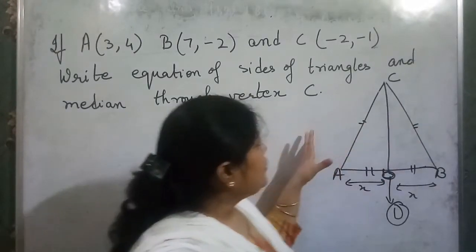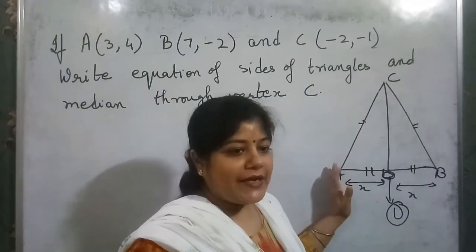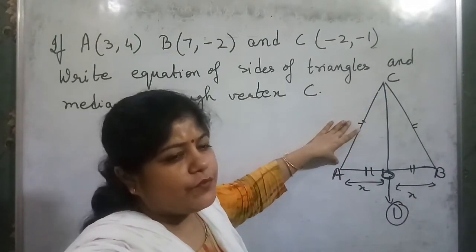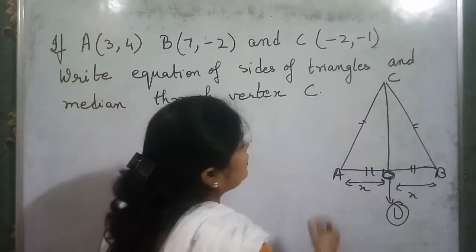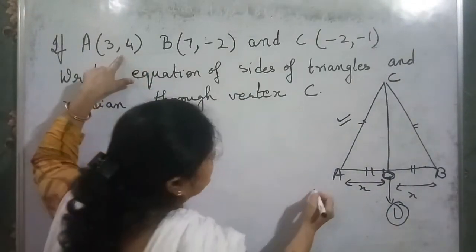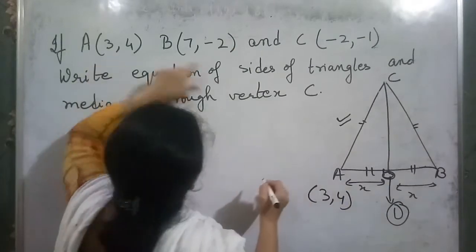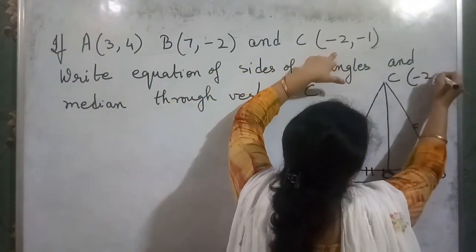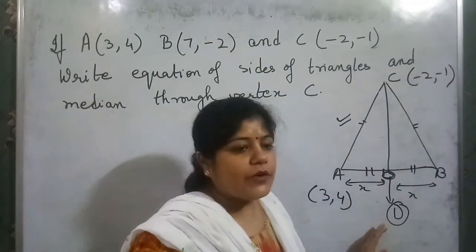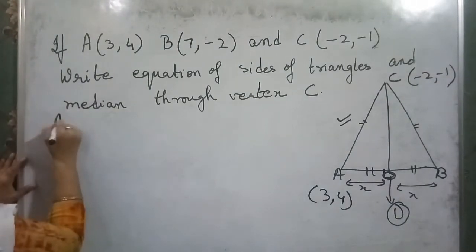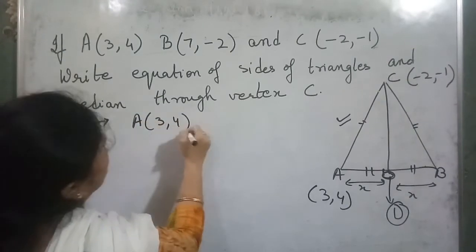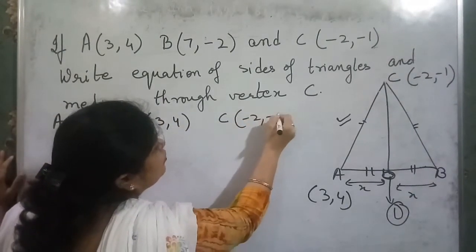Okay. Now I am going to discuss how you will find the equation of the sides of the triangle. Firstly, I will find only one equation, and after that you will have to find the other equations. Now I am going to find the equation of the line AC. Clear? Now what is the value of A? That is 3, 4. And what is the value of C? That is minus 2, minus 1. I am going to find only one equation, and you have to find the others. Okay. Now the equation of the line AC. Point A is 3, 4 and point C is minus 2, minus 1.